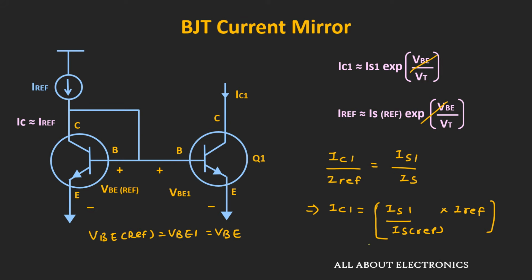Now here, if both transistors are identical, or they are matched pairs, then the reverse saturation current of both transistors will be the same. That means in that case, IS1 and IS reference would be the same. And in that case, we can say that this current IC1 is equal to I reference. So in this way, using this current mirror, we can replicate this reference current.